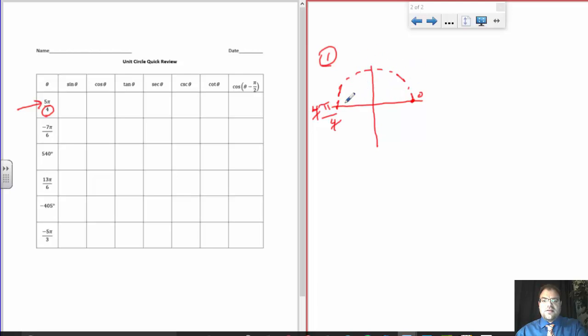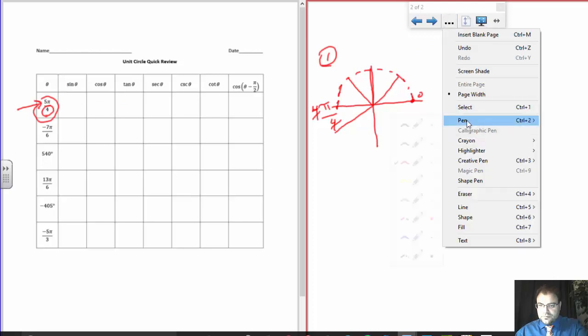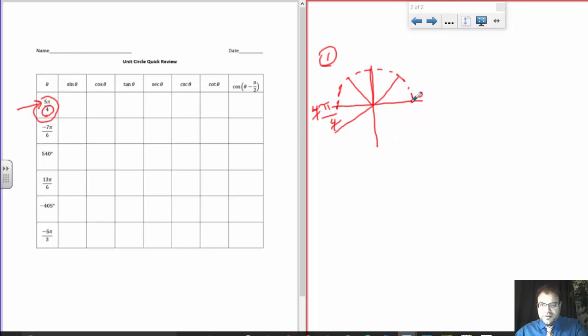Now I don't want 4 pi over 4, because I'm looking for 5 pi over 4. So this is pi over 4, 2 pi over 4, 3 pi over 4, 4 pi over 4. One, two, three, four pieces. I need to get to the 5th one, which is right here, so I can have 5 pi over 4. So the angle 5 pi over 4 is this entire thing right here.